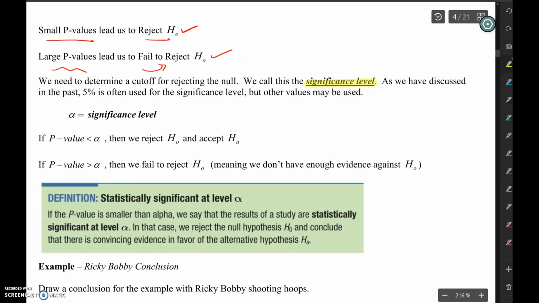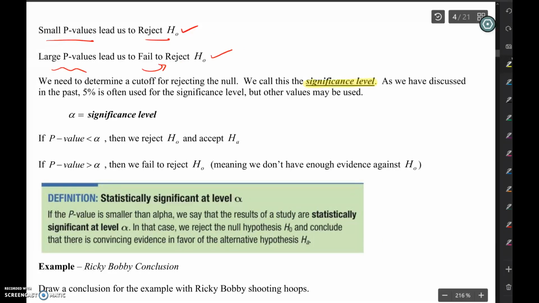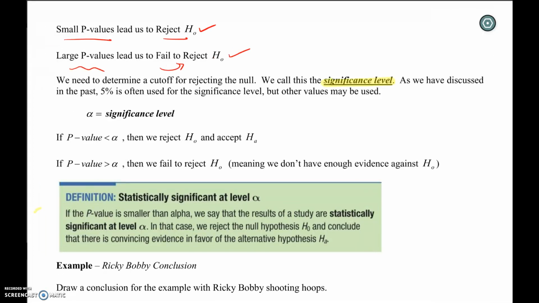As we have discussed in the past, oftentimes 5% is a nice rule of thumb for this, but other values can be used. We call this the significance level, and we use the Greek letter alpha. So if your p-value is less than alpha, less than 5%, then we reject. We're saying 5% is small enough. If the probability of it happening is less than 5%, then I'm going to assume it didn't happen because of that.